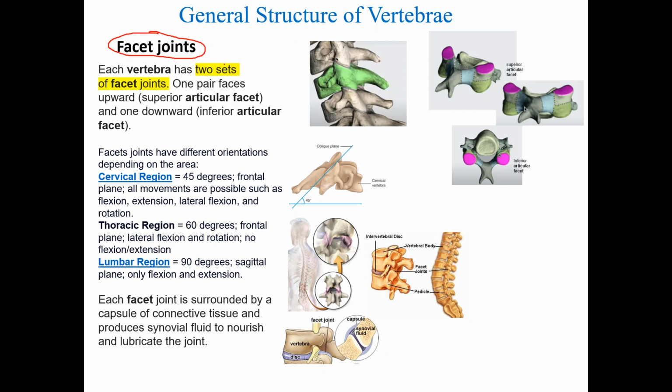First of all, each vertebra has two sets of facet joints. One pair faces upward, and these are the superior articular facets, so they face upward, okay? And the other pair is oriented downward, and this is called inferior. Again, you have to rotate. So the inferior here will be here. These are the inferior facets.